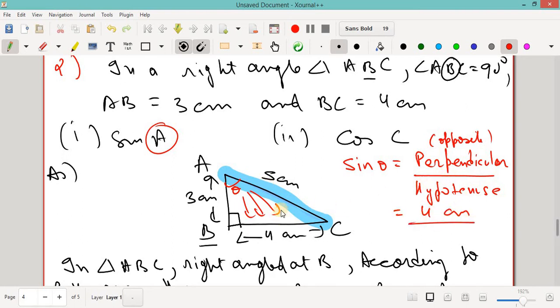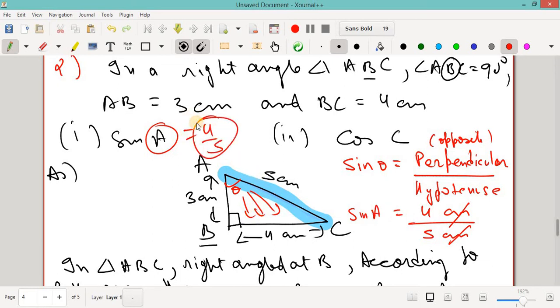Hypotenuse means opposite to 90 degree. Don't get confused. Perpendicular means opposite to the angle that we are talking about. In the next case it will be C, so C will be my theta at that time. Hypotenuse right now is 5 centimeter. Now it is in ratio form, so the answer for sine A will be nothing but 4 by 5.